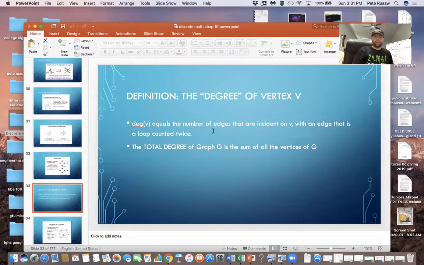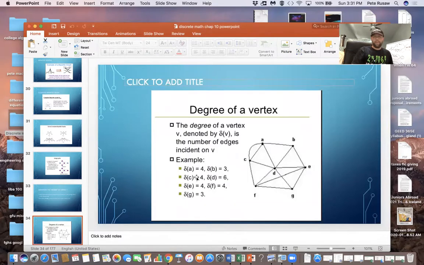We talked earlier about the degree of a vertex. So we just talk about how many edges are going into a particular vertex, and that loops count twice. This makes sense then that the total degree of a graph is the sum of all the vertices of the graph. So you just add up all the degrees for all the vertices. And yet another example.